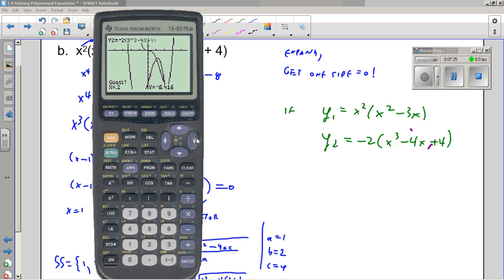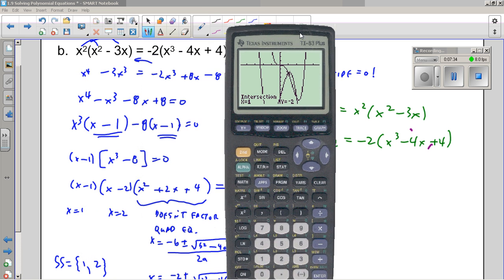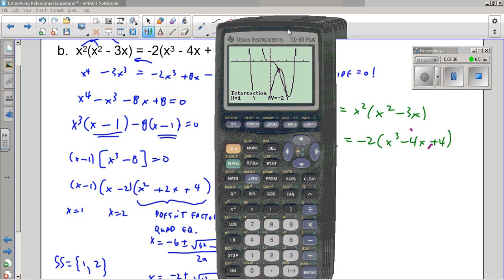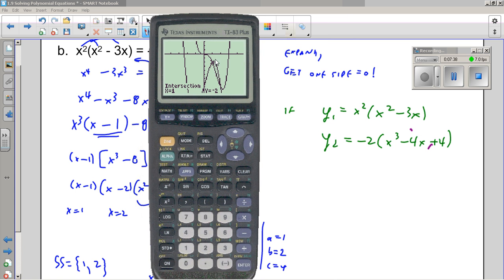So where's the guess? Okay, well, I'm going to have a guess close here. And then it tells me the intersection is at 1 and -2. And again, I'm just interested in the x coordinate that makes this true. And so the x coordinate that makes this true is x equals 1. And I could follow the same process for finding the second x coordinate. So I could, if I wanted to, solve this graphically that way.